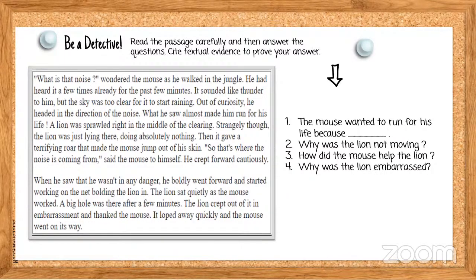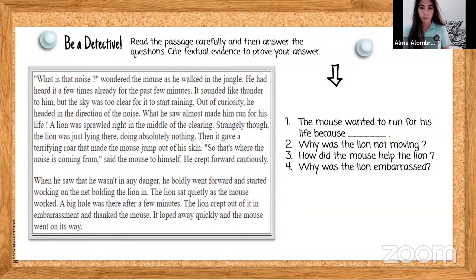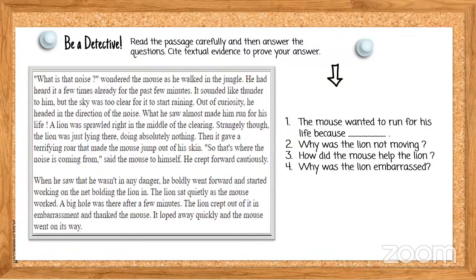He crept forward cautiously. When he saw that he wasn't in any danger, he boldly went forward and started working on the net holding the lion in. The lion sat quietly as the mouse worked. A big hole was there. In a few minutes, the lion crept out of it in embarrassment and thanked the mouse. It loped away quickly and the mouse went on its way.